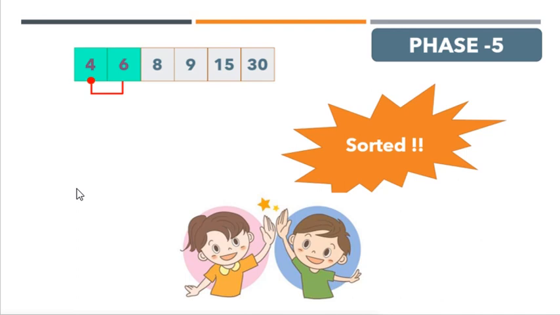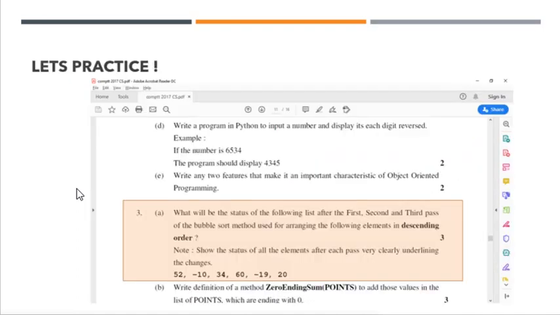Now, as a part of conceptual building, let's do one assignment because hands-on experience is very important. The question is from the compartment exam 2017, where you are going to list out the first, second and third pass using the bubble sort algorithm and arrange the following elements in descending order. Of course, clearly underline the stages, the comparisons, and how the elements get shuffled. Cool. Try it out, and the solution is provided through the link in the description box.